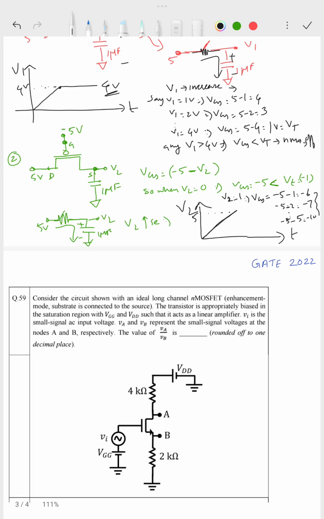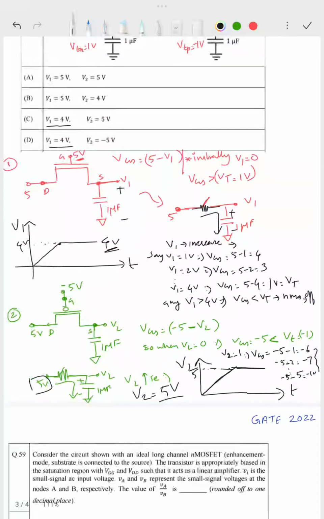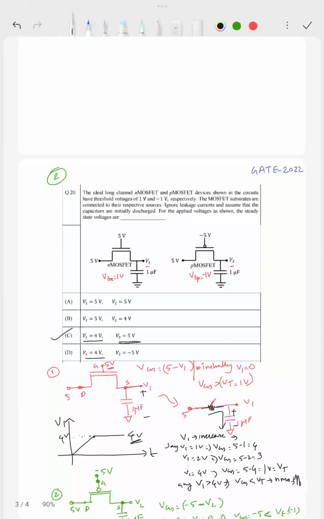And what about above 5 volt? Definitely it won't. Even if the voltage increases, the PMOS will be in the on condition, but the supply voltage is 5 volt, so it will definitely saturate at 5 volt. So for the case of PMOS, V2 will saturate to 5 volt. So in the options, the correct answer is V2 equal to 5. So the answer is C, right? So this is how we solve this question.